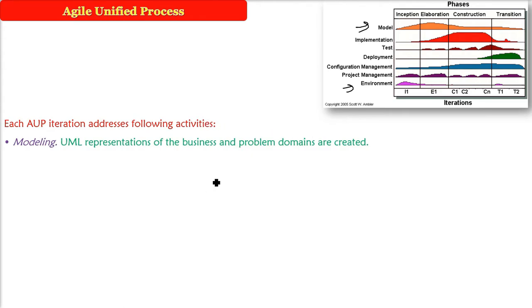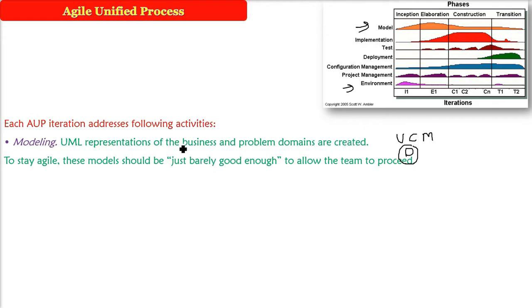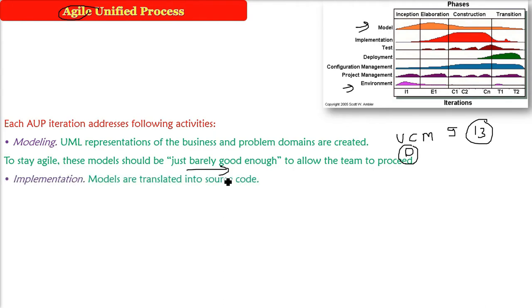Here we'll use the unified modeling language. For example, you'll make the use cases and the sequence diagram. There are multiple UML diagrams; previously there were 9, now there are 13. But when you're adding agility, you don't need to make all of them, like the component model diagram. Just make the models which are barely good enough for the modeling and the design. You don't have to make everything. This is all about modeling.